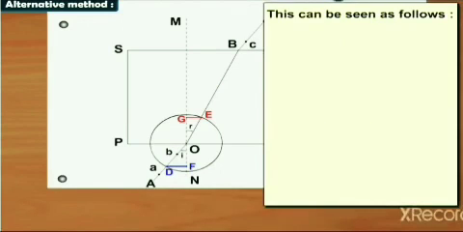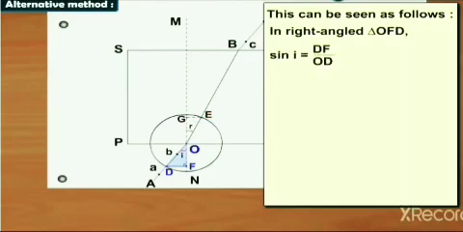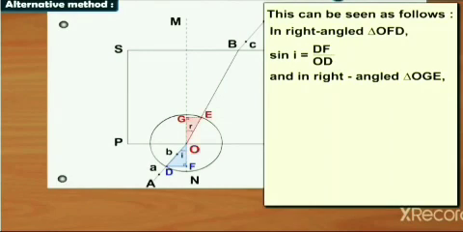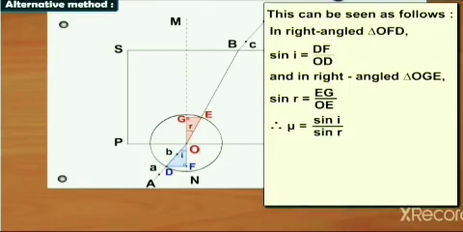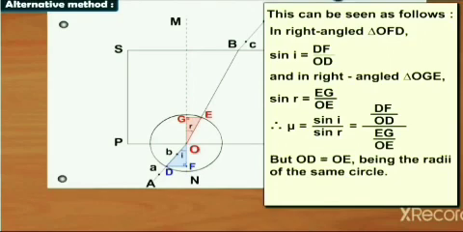This can be seen as follows. In right-angled triangle OFD, sine I is equal to DF upon OD. And in right-angled triangle OGE, sine R is equal to EG upon OE. Therefore, mu is equal to sine I upon sine R, is equal to DF upon OD upon EG upon OE. But OD is equal to OE, being the radii of the same circle. Therefore, mu is equal to DF upon EG.